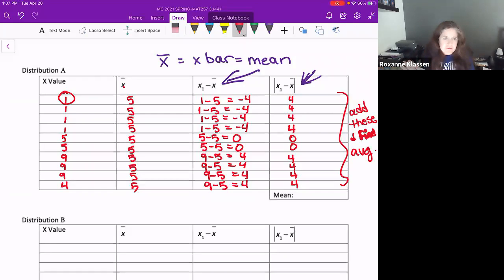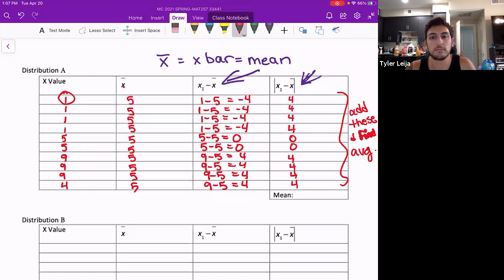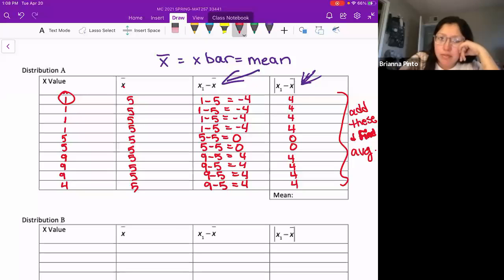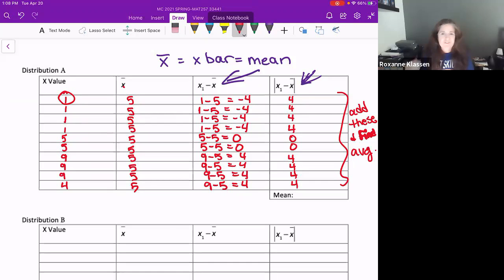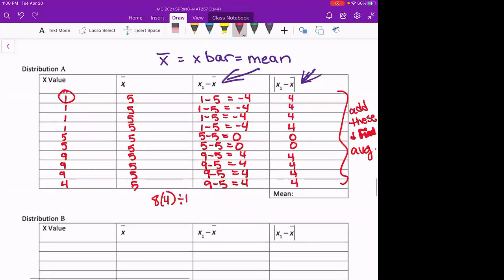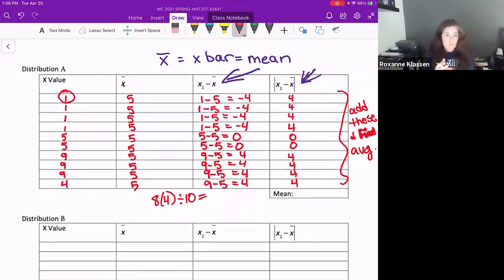Is everybody prepared? How many 4s are here in this last column? 8. There's 8 of them. What's 8 copies of 4? 32. Very nice. How many data points did we have total? 10. So what happens when we divide 32 by 10? We get 3 1/5. It shifts your place value 1 to the left, right? So you get 3 2/10.